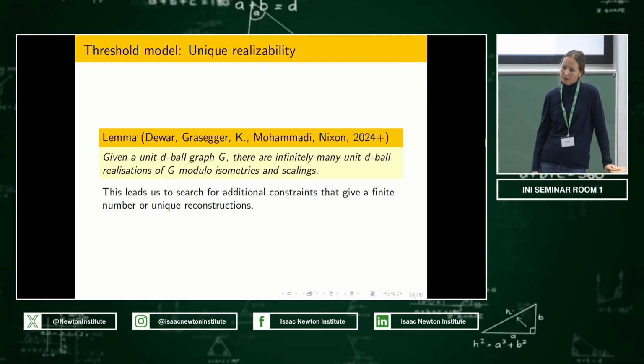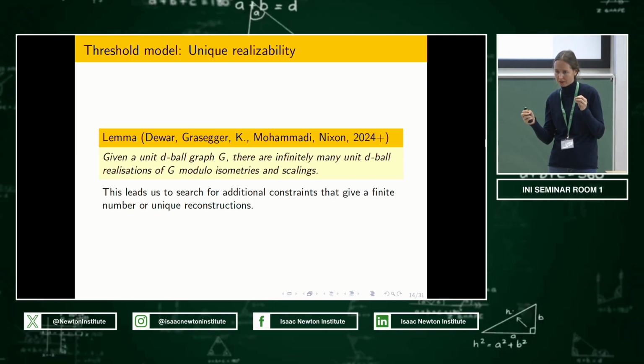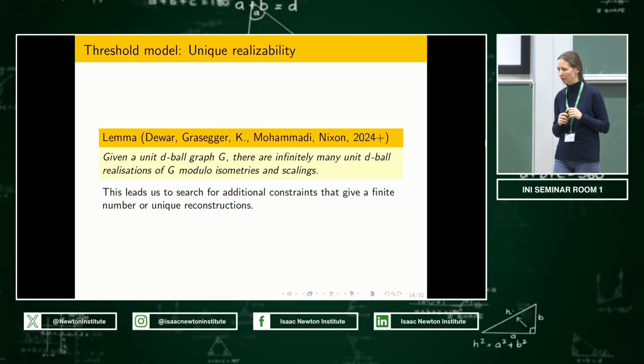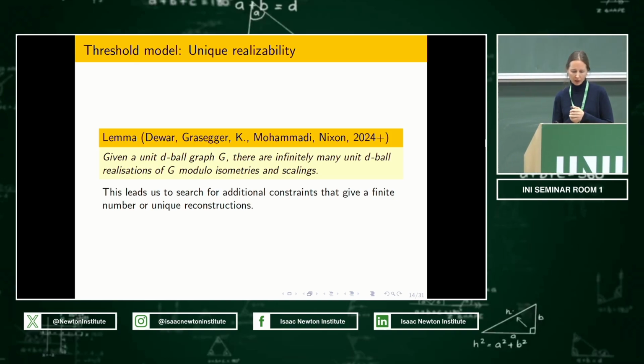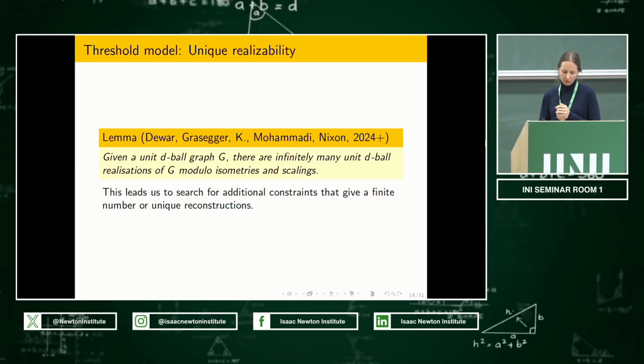Isotopy is where you have some object in space and you're able to move it a little bit, like to form an oval or something. Maybe we haven't. So what I'm going to go into is we are rather like saying, okay, now let's fix some edge lengths. So we haven't looked into that direction, but maybe this is something interesting to consider. Yeah, so we were looking for additional constraints that give finite number or unique reconstructions.